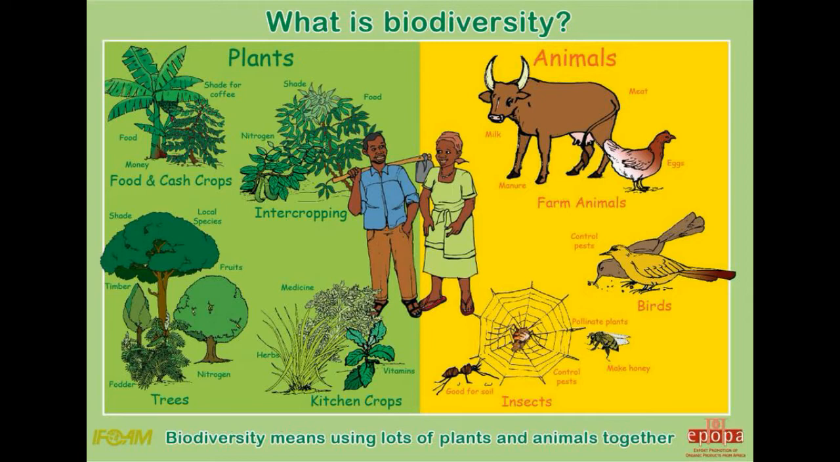It is defined by the Convention on Biological Diversity, or the CBD, as the variability among living organisms from all sources, including inter alia, terrestrial, marine, and other aquatic ecosystems, and the ecological complexes of which they are part. This includes diversity within species, between species, and of ecosystems.